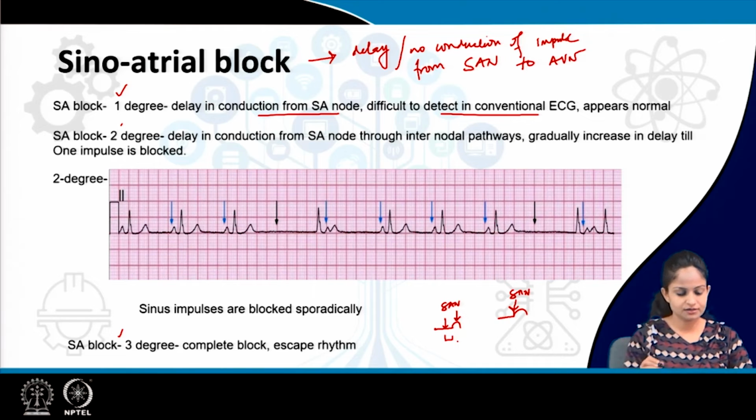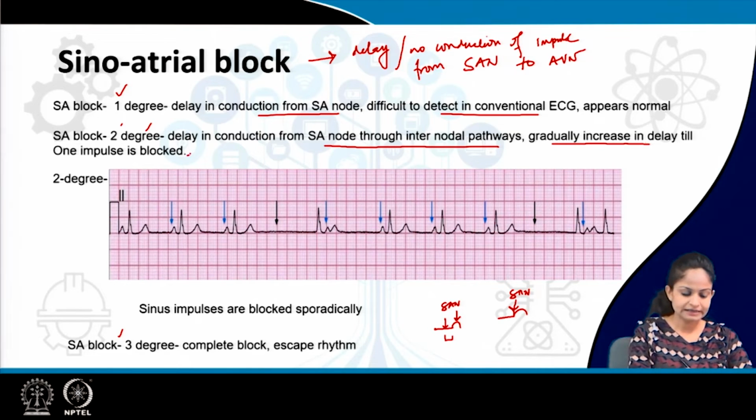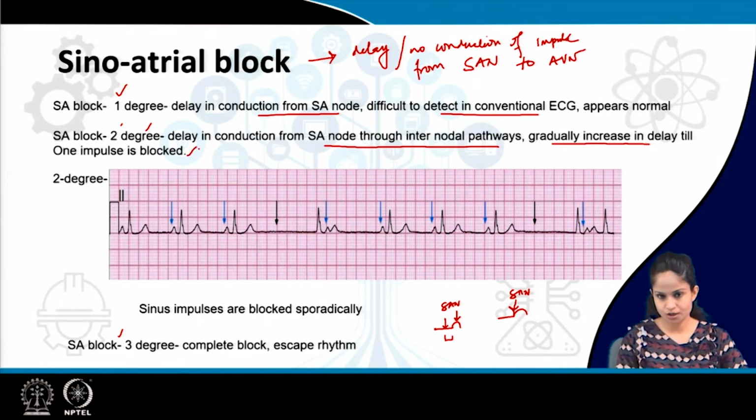So, here SA block first degree is a delay in the conduction from the SA node. Now, intracardiac studies have to be done for that. Now, SA block second degree: in the second degree there is a delay in the conduction from the SA node through the internodal pathways. So, there will be a gradual increase in the delay till one impulse is blocked.